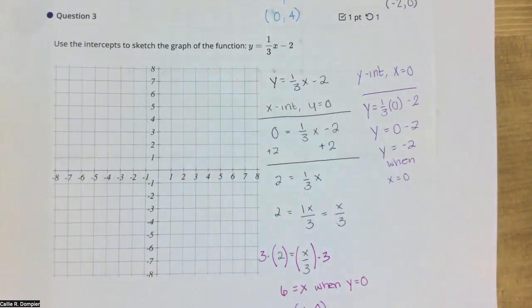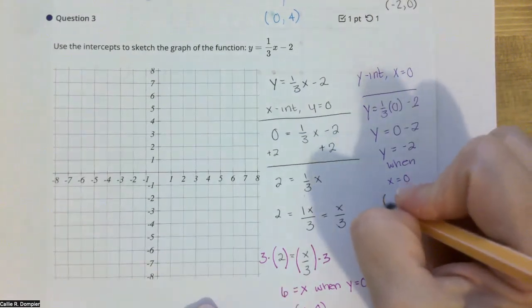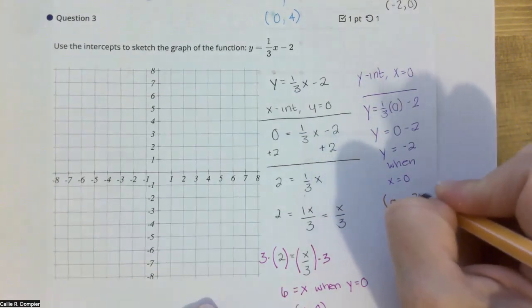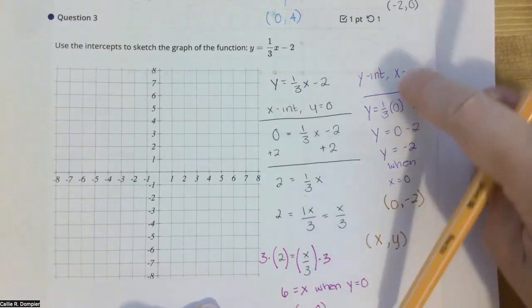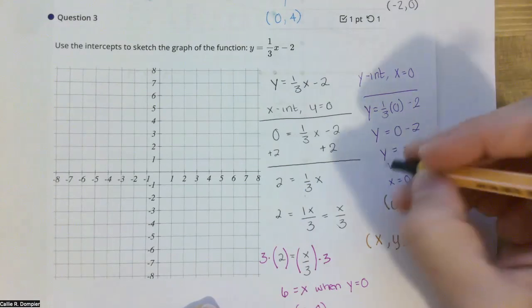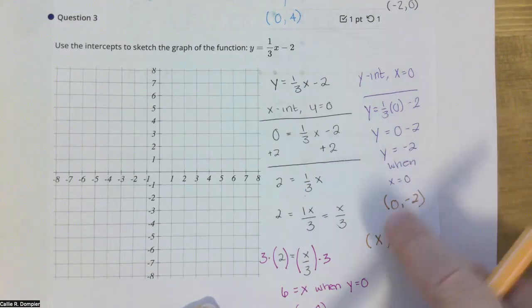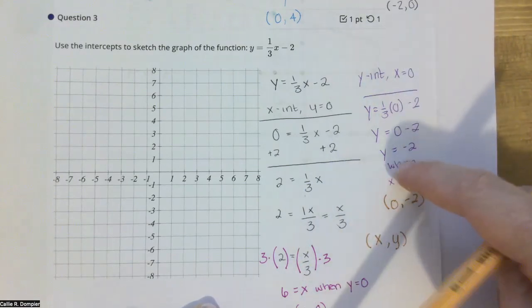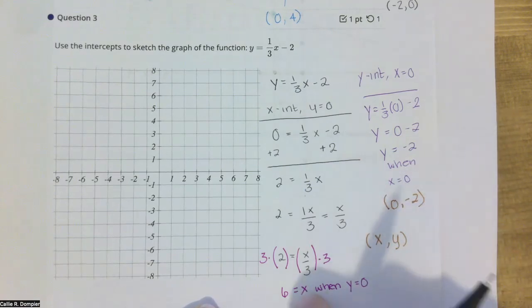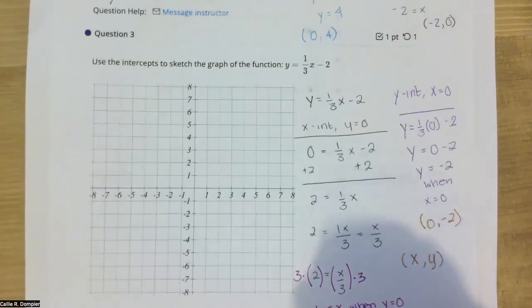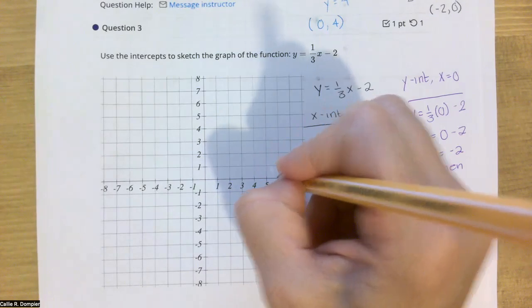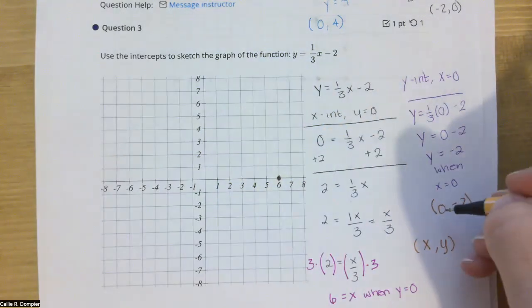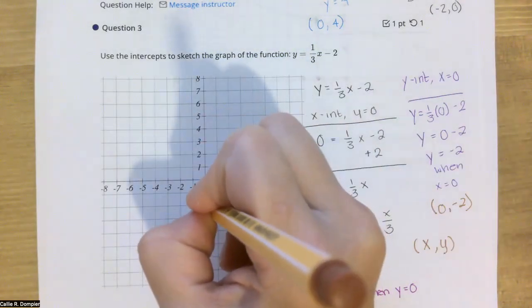So what are those points? Those points are 6, 0, and 0, -2, because our point is always x first and then y. We found that our x is 0 and that our y is -2. Here we found our x is 6, and we had established that our y is 0. 6, 0 is right here. 6 on our x, 0 on our y. And then when x is 0, y is -2.